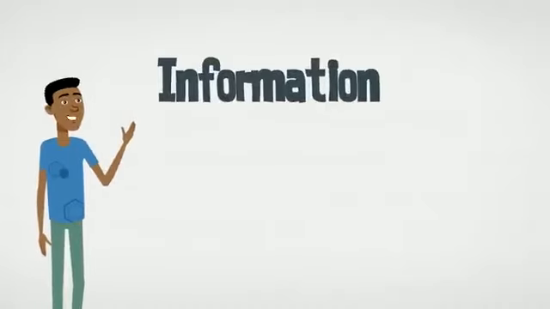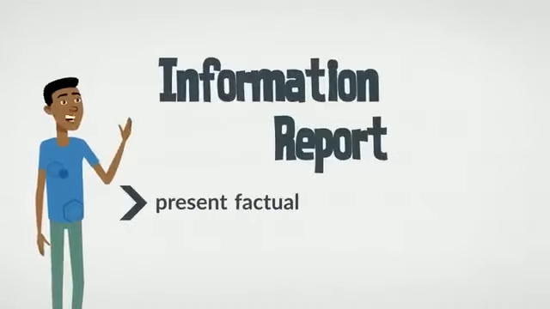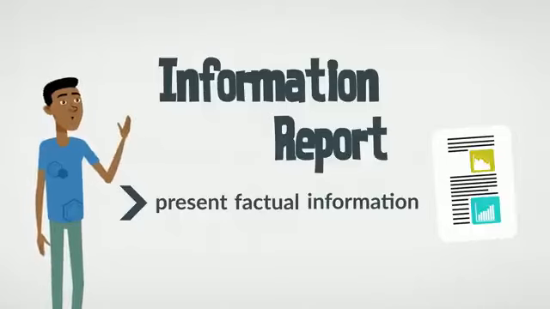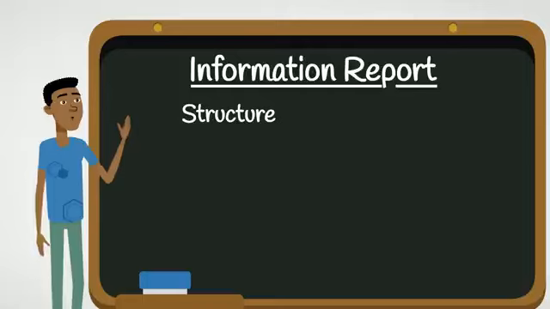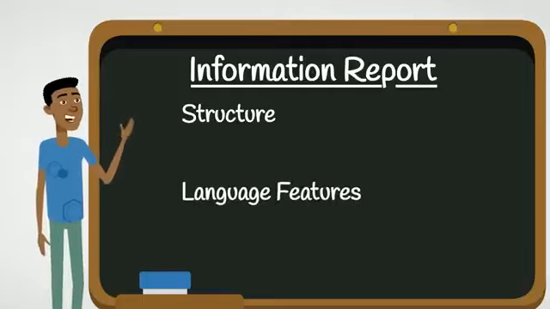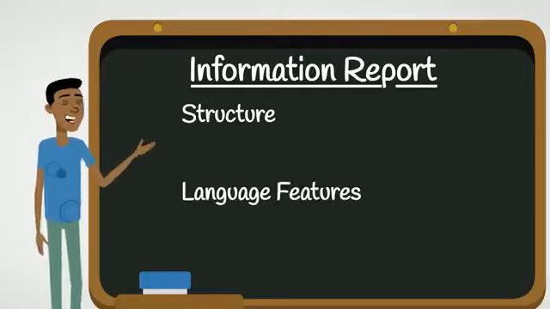The purpose of an information report is to present factual information on a given subject. There's a particular structure we need to follow and certain language features we need to use when writing one. We'll start by looking at the structure.